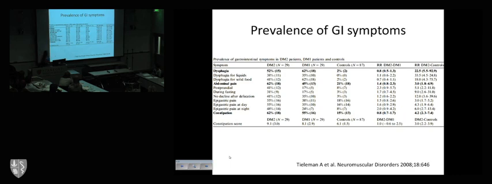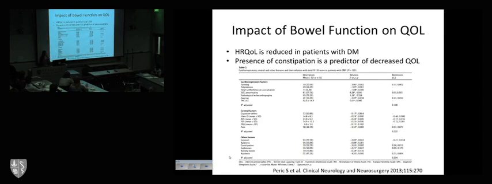So what's the prevalence of GI symptoms? This is comparing type 1 and type 2 myotonic dystrophy, and the top 3 symptoms are dysphagia, or difficulty swallowing, abdominal pain, and constipation. Because I can't, in 20 minutes, go through the entire GI tract, for today's talk I would focus on the lower gut with colon and some anorectal function, but looking at how bowel function impacts quality of life. All of you know that myotonic dystrophy affects health-related quality of life.